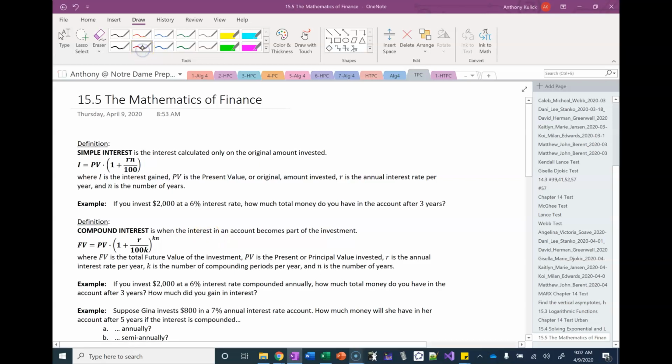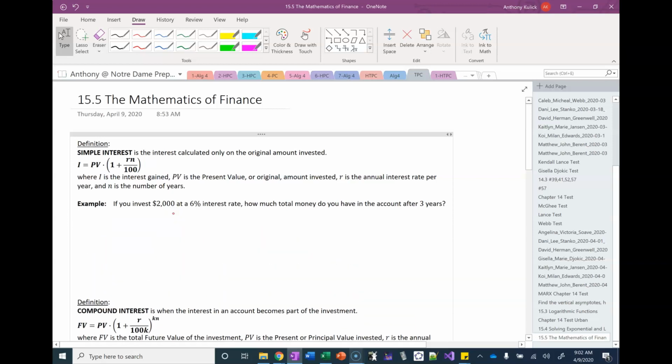Welcome back, students, to another episode of Notes for Class. Today's notes, we're going to be looking at section 15.5, the Mathematics of Finance.